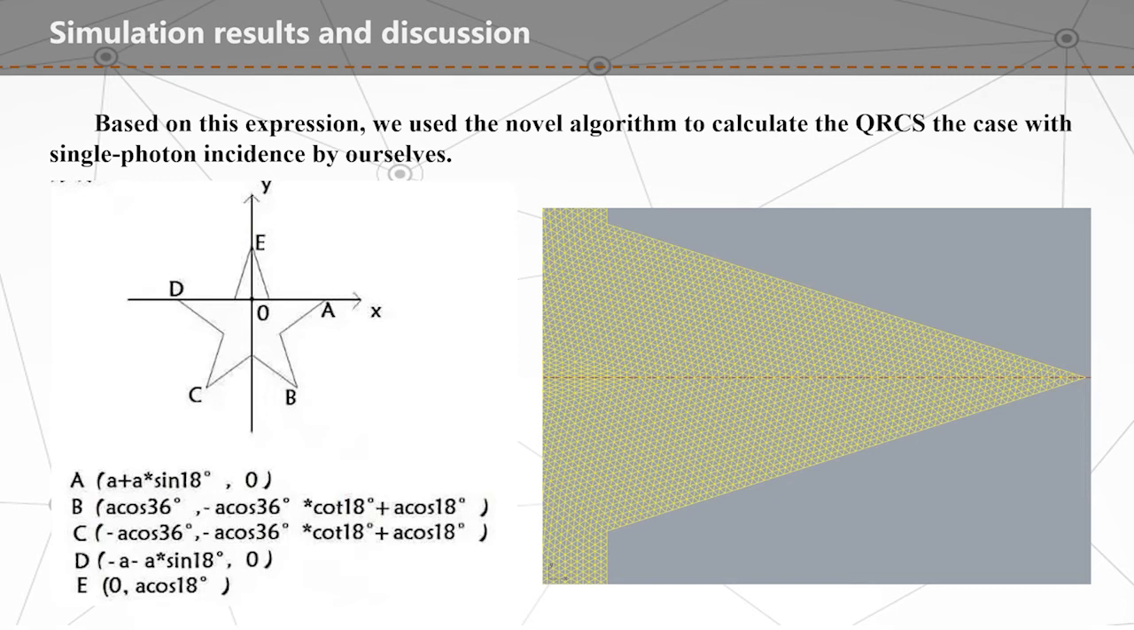which means the coordinates of the 5 points. And from the picture on the right of this slide, we can see the mesh model of that 5-point star. Now you can see this picture, the mesh is very good, so that we can be confident in our simulation and results.